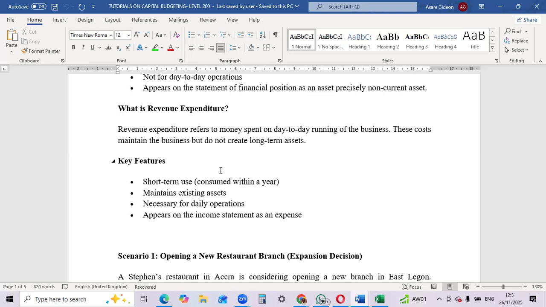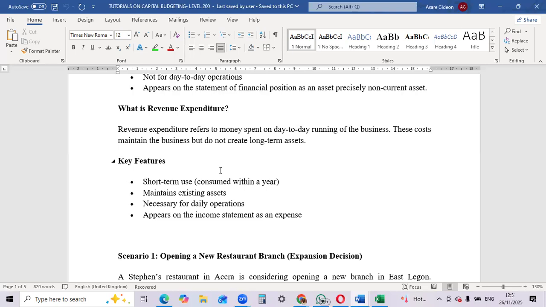Are you getting it? For instance, the key features that we can talk about: the short-term use, it is basically short-term, consumed within 1 year. Realize that the first one was more than 1 year. So what it means is that every capital expenditure should be spent on long-term assets, which are going to have a lasting benefit on the organization for more than 1 year. But every revenue expenditure, right, should have a lasting value within a year. That is what we are saying. It maintains existing assets. For instance, now you want to embark on some maintenance.